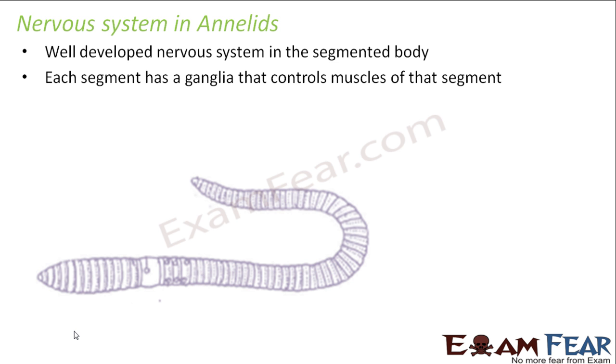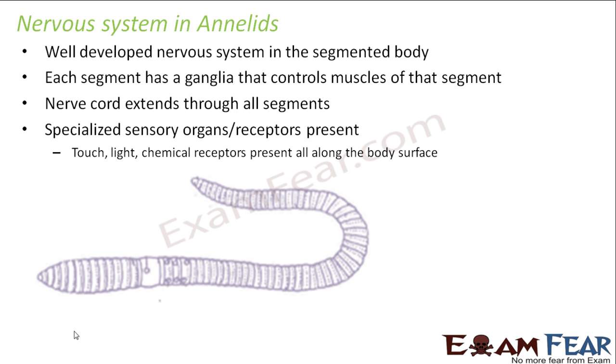That is why you would have seen the way annelids move, the way an earthworm moves, it kind of drags its body. It looks as if it is dragging its segments one by one. So this movement is possible because of the ganglia. So ganglia plays a very important role in the movement of the earthworm. Right? So they have a nerve cord which extends through all segments.